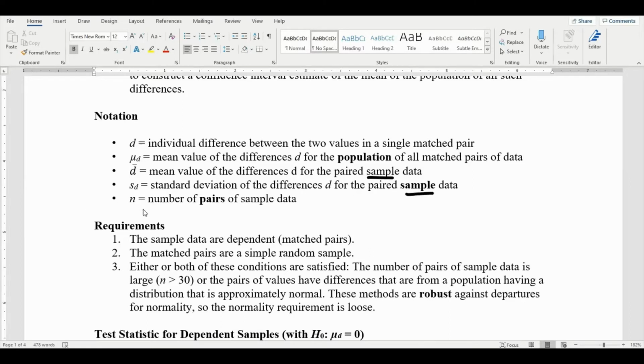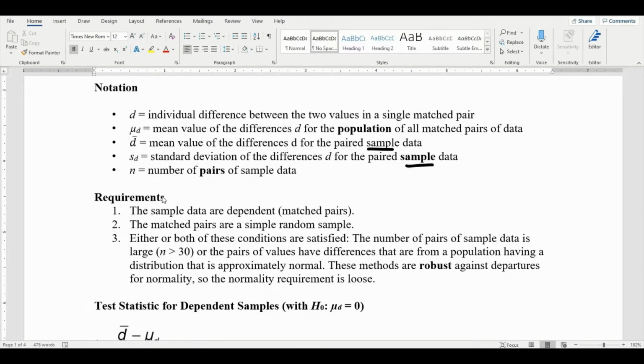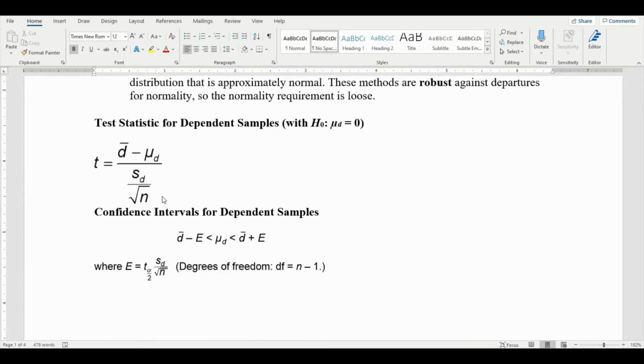Now think about N, number of pairs of sample data. Each data set has the same number of values. Before and after are the same number of values. Has to be the same number of values. The test statistic we could use, which I'm not going to, but we could use, is this. If you want to do it by hand, then use tables, that's fine. I'm going to use technology. This margin of error for the confidence intervals is one you have probably seen before, maybe in a previous video.